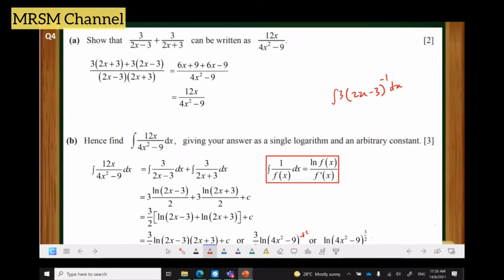Okay, ni pun ada plus c dekat bawah ni. Alright, dia ada three types of answers. All three can be considered as a final answer. Either nak tinggalkan yang ni, sebab ini dah satisfy dia punya syarat. Dia kata give your answer as a single logarithm. Ini pun dah single dah ni. Dah single logarithm and arbitrary constant ni, 3 over 2 dekat depan tu, constant.